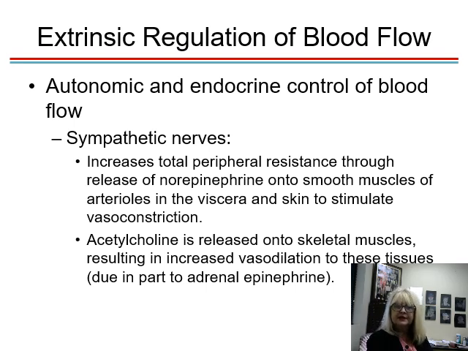So the autonomic and the endocrine control of blood flow. Sympathetic nerves increase the total peripheral resistance through the release of norepinephrine onto the smooth muscles of the arterioles in the viscera and the skin to stimulate vasoconstriction. And acetylcholine is released onto the skeletal muscles, resulting in increased vasodilation to these tissues, and this is due in part to the adrenal epinephrine.